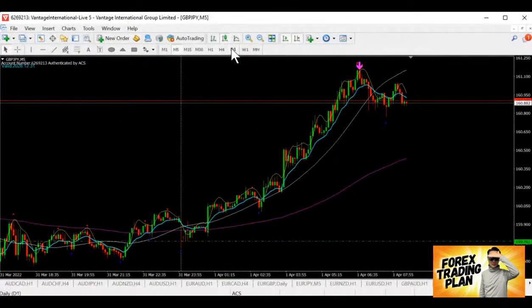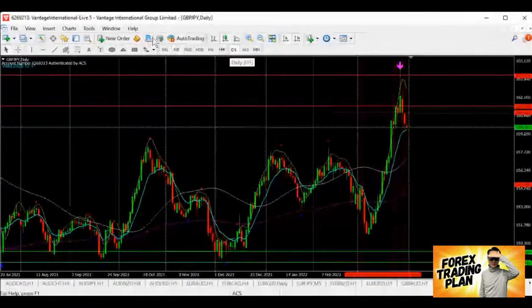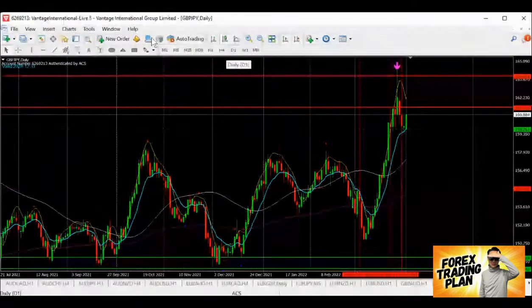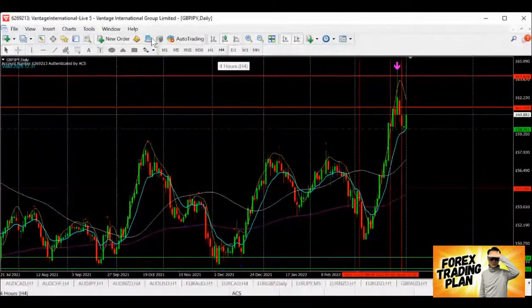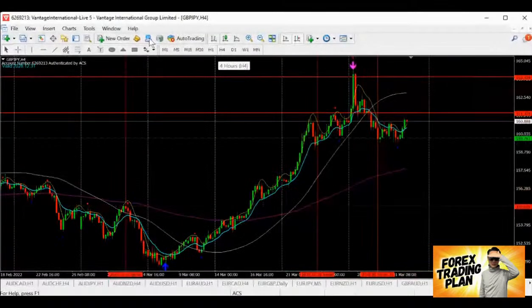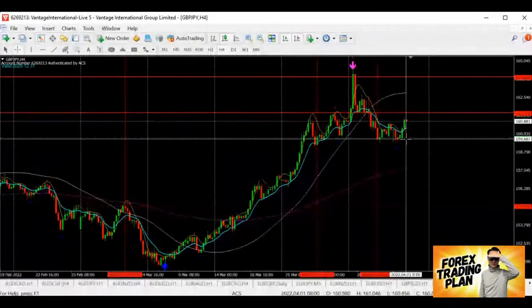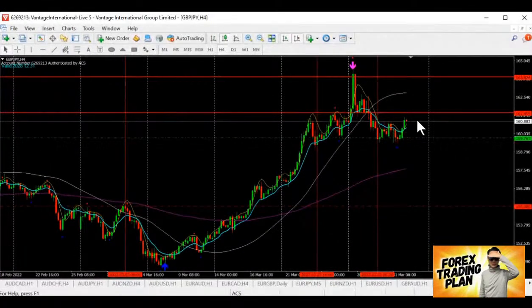Okay, how about pound yen. Let's take a look at pound yen today. It's a retracement. Pound yen hits on the support level over here, and now it has gone up again. It goes for a buying again.